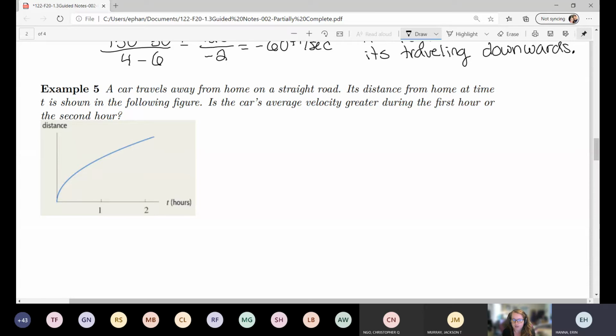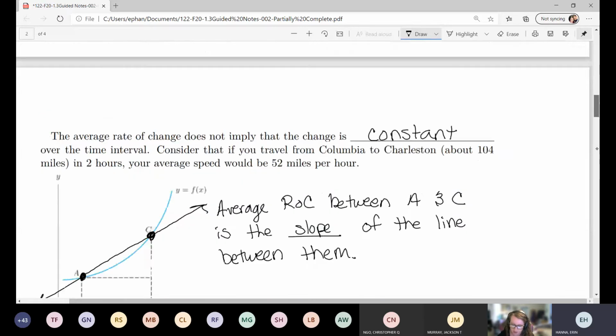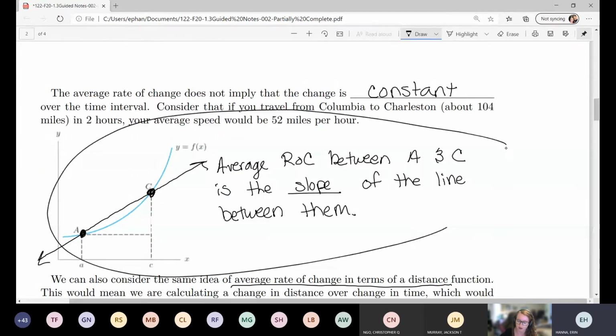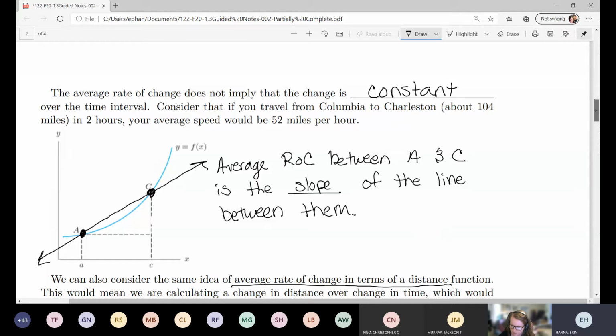Well, average velocity, so I'd want to compare those values, but I don't have any y values here, so I can't actually calculate them. So how am I going to compare these things without the actual values? We have to go back to the idea that an average rate of change is technically a slope. It is the slope of the line between the two points that you care about. That's what we were explaining up here on Friday. So why don't we use that idea?